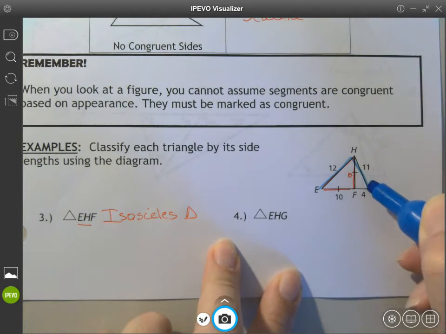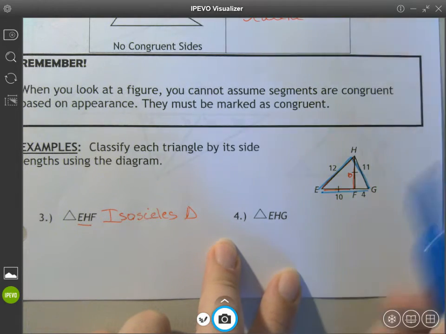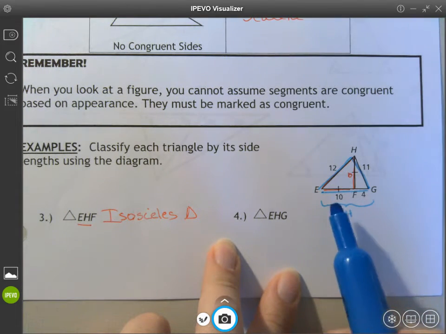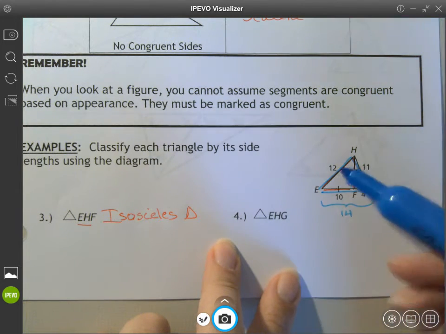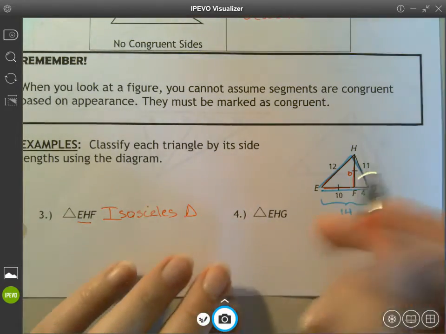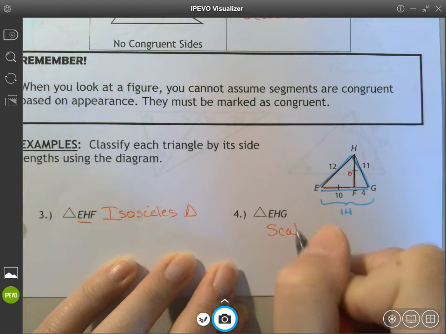It's the whole big triangle. Do you notice that down here, that's 14? Do you guys see they gave you 10 and 4, 11 and 12? Are any of the sides congruent? Nope. So what do we call it? Scalene triangle.